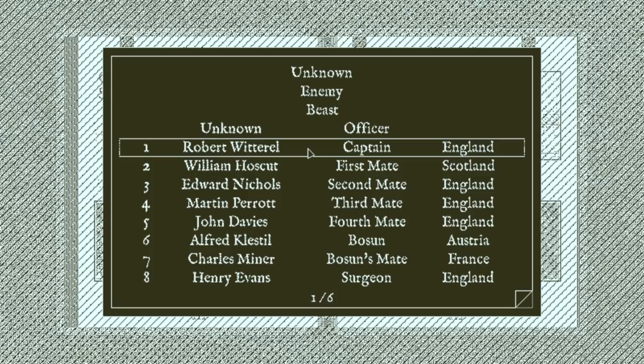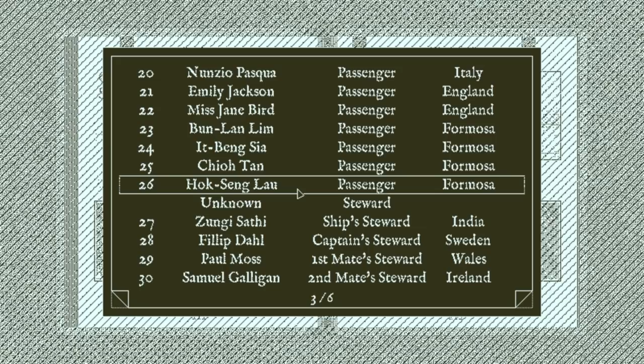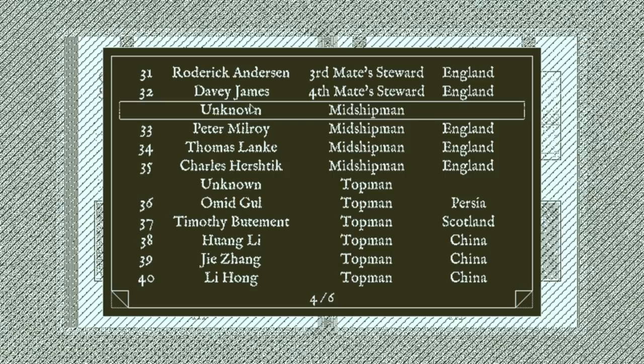All right, let me really quickly. The bosun mate, surgeon, carpenter, cook, butcher, gunner, purser, artist. Who has a passenger woman's name? Unknown is interesting. Who has a woman's name? That's what I'm looking for. Emily Jackson, Miss Jane Bird. There's already two. I think there's only two women on the ship besides the wife. I mean, we don't know. There's a lot of unknown as well. There's Peter, midshipman. Topman, seaman. Okay, so this is Emily and who?